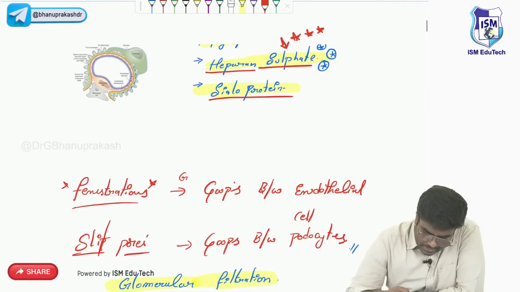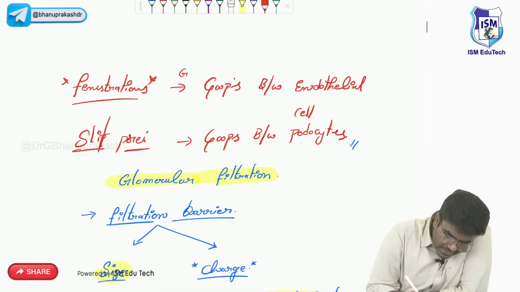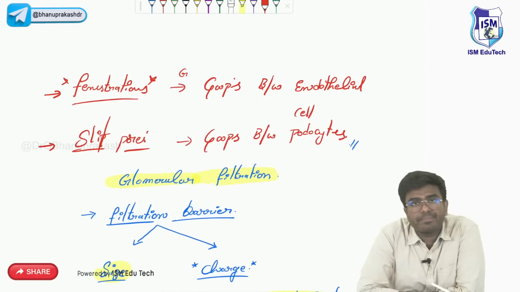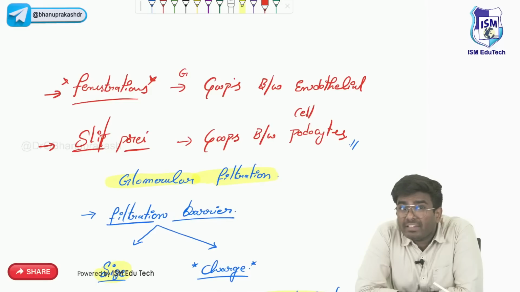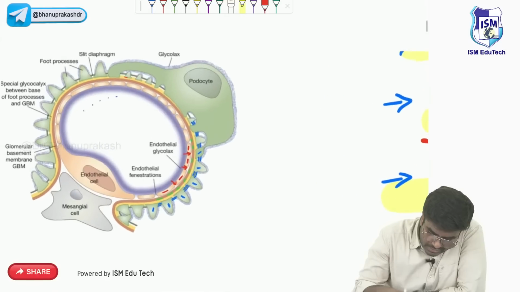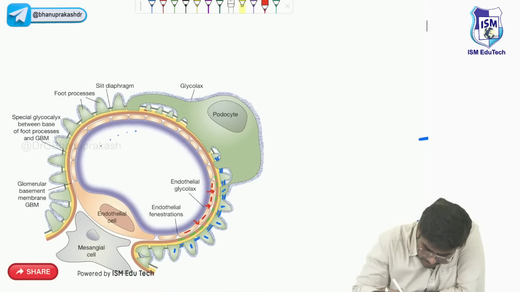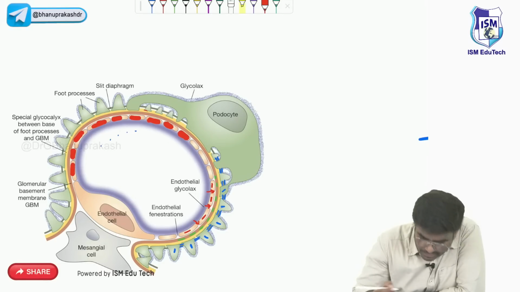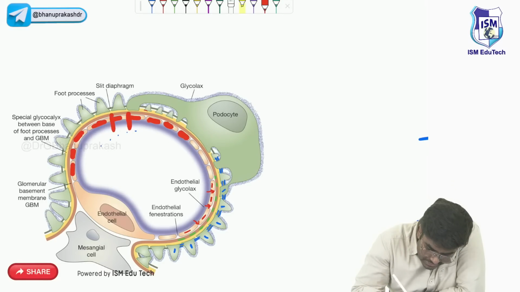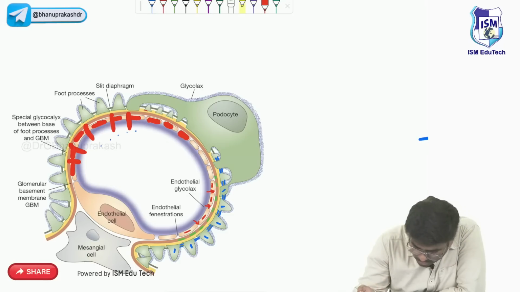Now after that, I want to ask, what exactly are fenestrations and slit pores? Fenestrations are the gaps between, slit pores are the gaps between. Okay, please look at this image. I hope you can see here. See, these are the endothelial cells of the capillary. This is the blood vessel. In between the endothelial cells, there are these gaps. These gaps in the endothelial cells are called fenestrations.